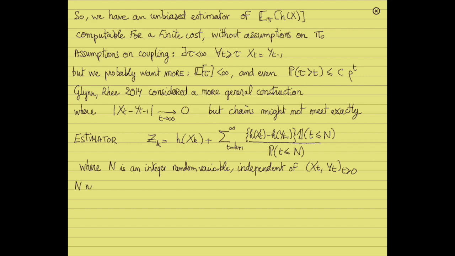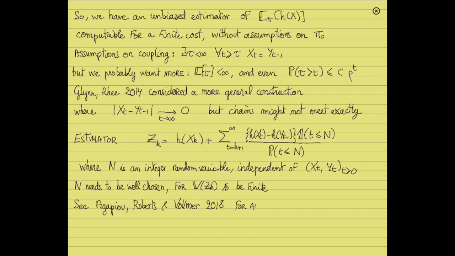So N, with this construction, will have to be well chosen for the variance of this estimator zk to be finite. In fact, some calculations will show that the distribution that N must satisfy has to be chosen in relation to the contraction between the chains. You can see lots of interesting remarks in Agapiu, Roberts and Vollmer 2018 for the application of such estimators in the context of MCMC and on the choice of this truncation random variable N.